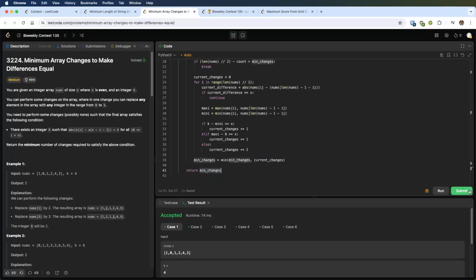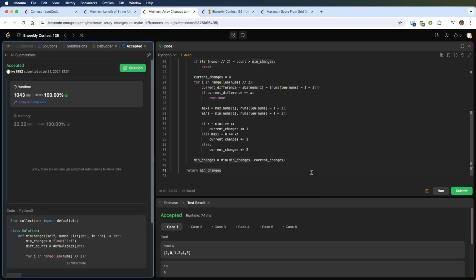So let's submit and make sure this actually works. And it does work. So this was definitely a hard one. It took me a really long time to figure out how to actually do this, but I think it's a really good question. It's a pretty challenging one. So if you haven't tried to solve it yourself, I would definitely give it a try.